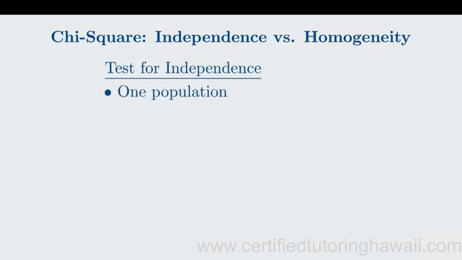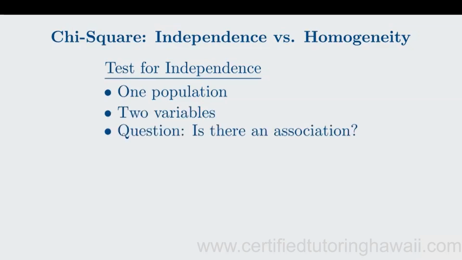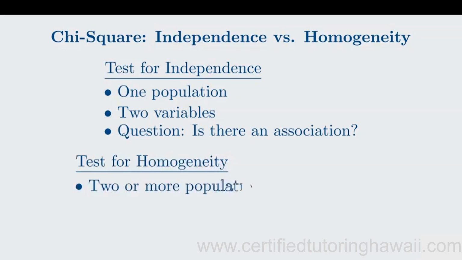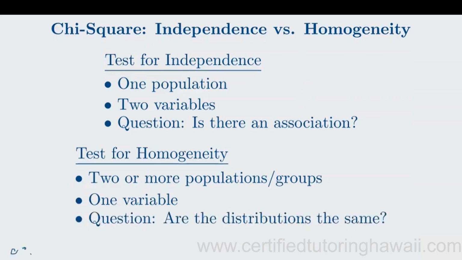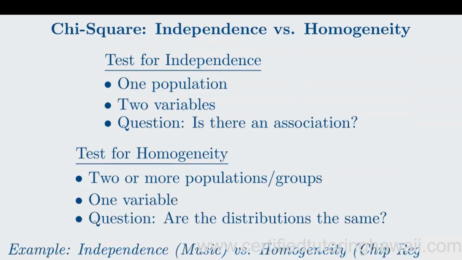While the math is identical, the distinction is important for your AP exam. The test for independence typically involves one population where we measure two variables to see if there is an association. On the other hand, the test for homogeneity compares two or more populations on one variable to see if the distributions are the same. In the music example, we sampled college students as one big group and looked for an association. In the chip example, we purposefully sampled 3 different regions to compare them.